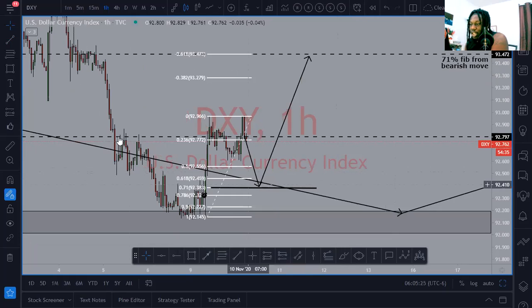I do see that it closed over this previous structure right here, and closed up over here. But I'm still looking for this retracement to the downside. This is what I want to see for me to get into any type of other trade for the DXY.